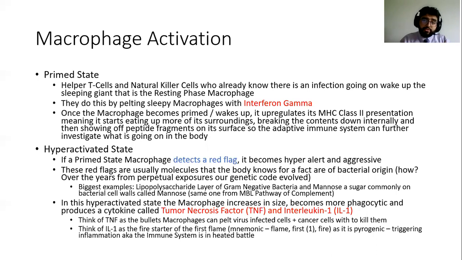We have specific toll-like receptors, pattern recognition receptors, in the body that through evolution have learned that LPS is a red flag. If that's in the body, you definitely have a gram-negative and you should start panicking. If the macrophage's specific receptors pick up on that, or on mannose, which is another red flag, the macrophage enters its very aggressive phase. And so when it's in a very aggressive hyperactivated state, the macrophage increases its size, becomes more phagocytic, and produces the cytokines tumor necrosis factor and interleukin-1.